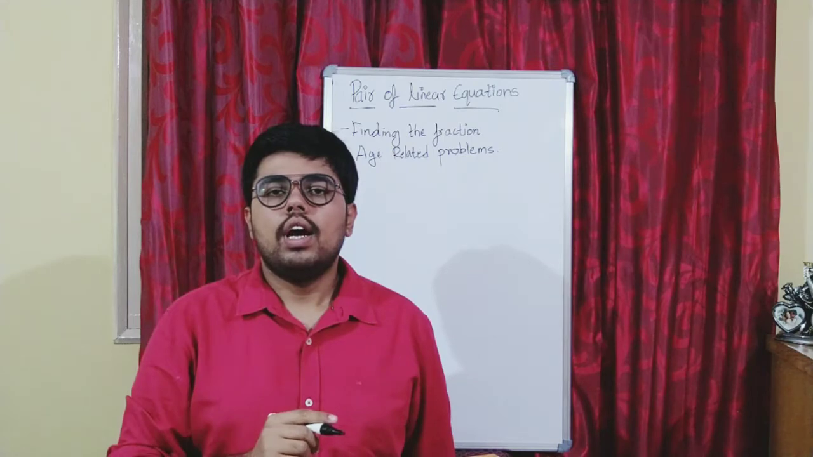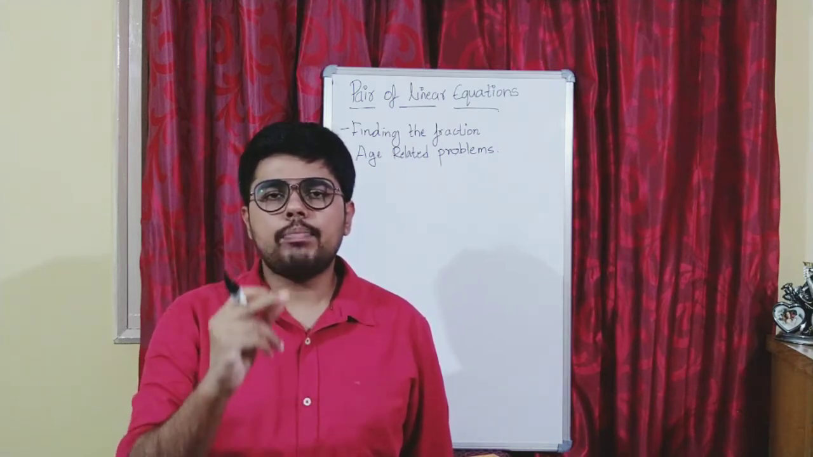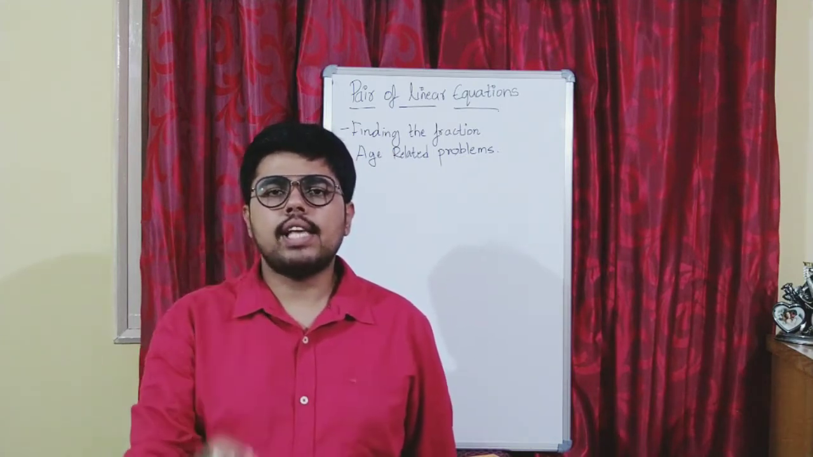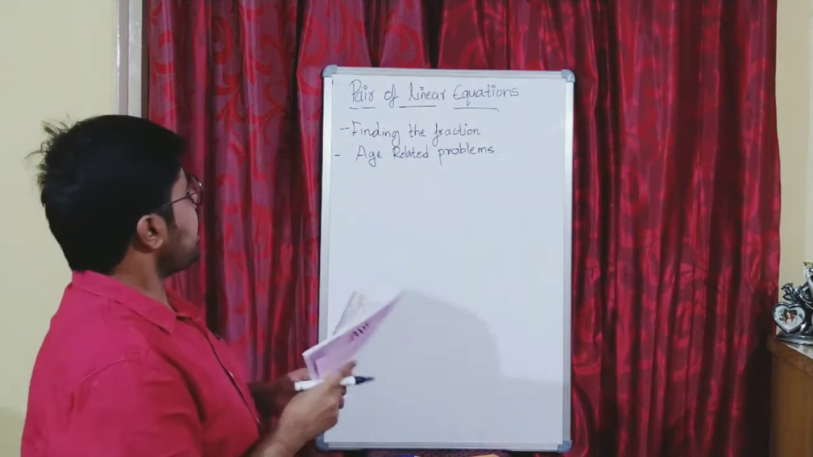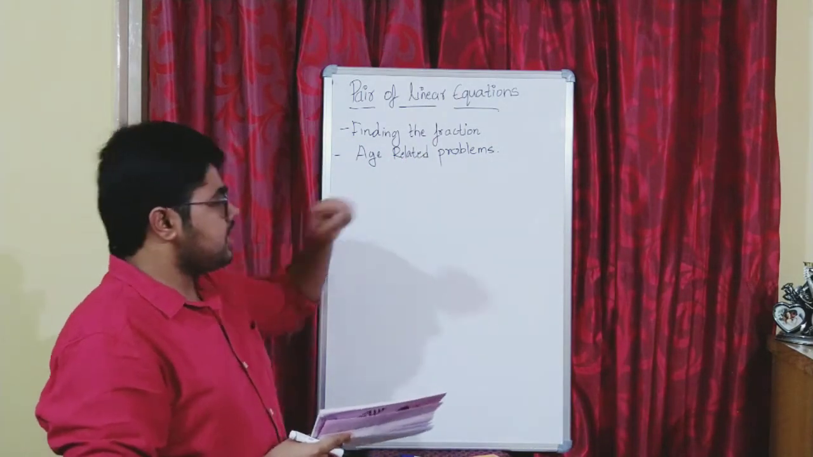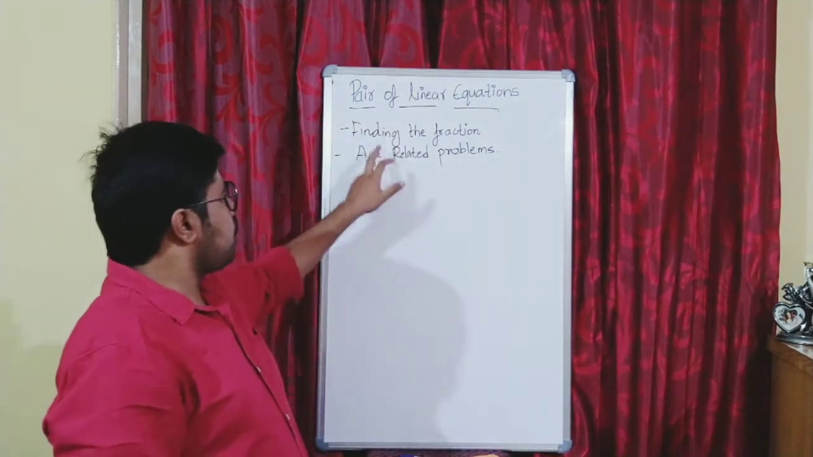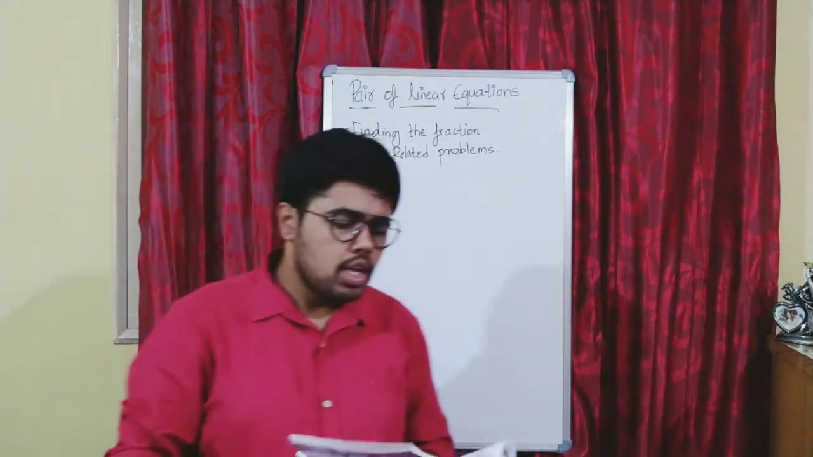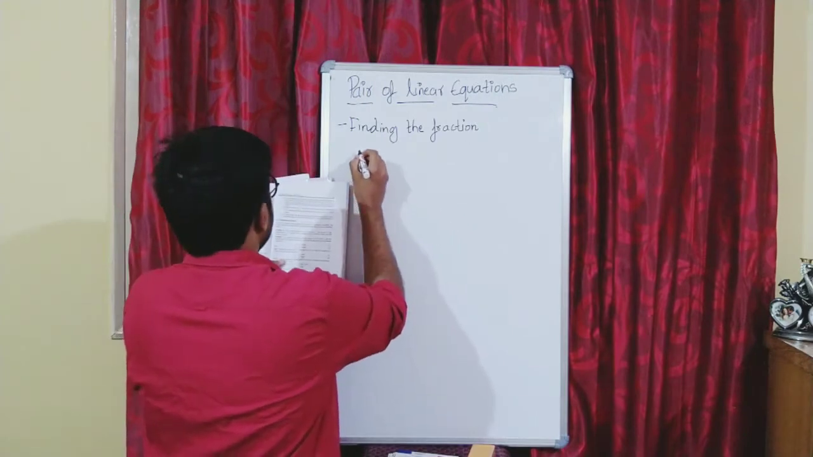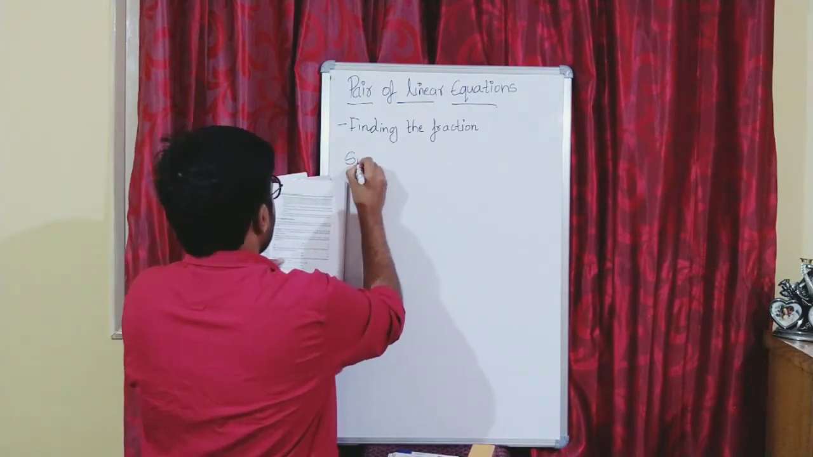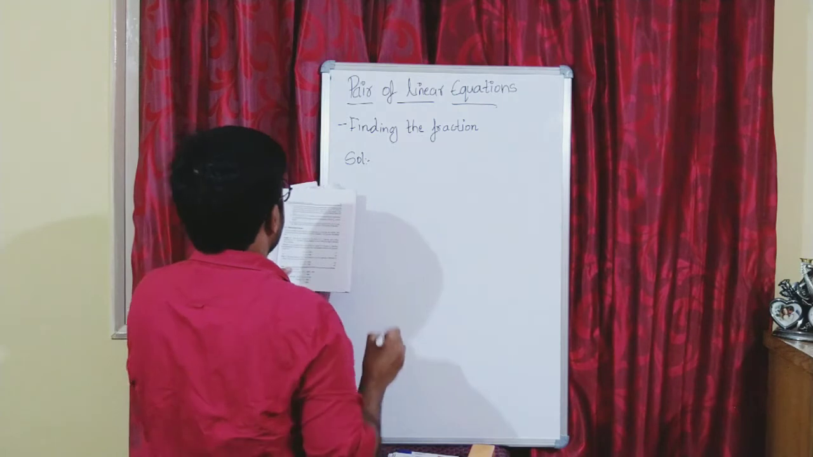So students, there are 2 important types of word problems that regularly appear in the examination. The first one is finding the fraction and the second one is age related problems. Now first let us get into the finding the fraction type of problems. So students, now let us solve this problem. You can see the question that I have put on the screen.